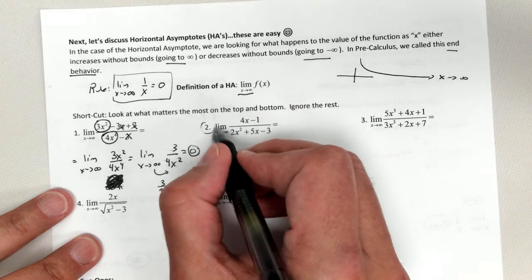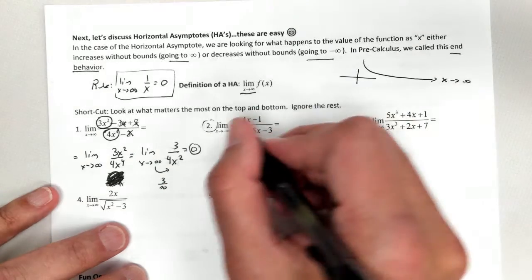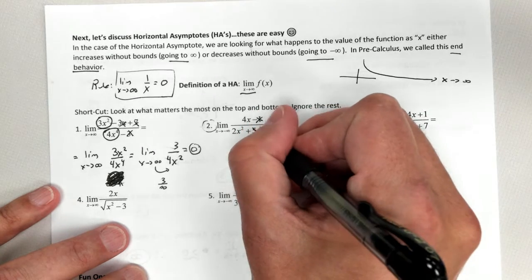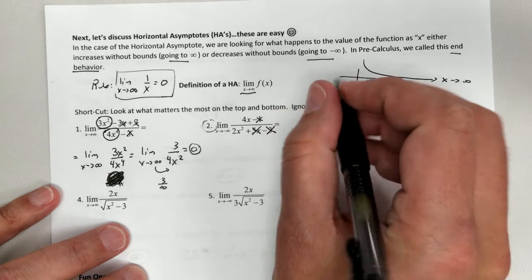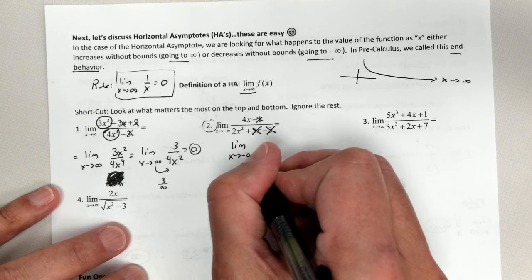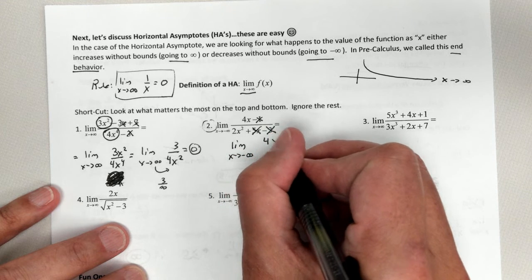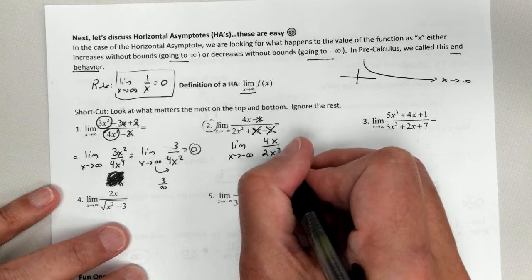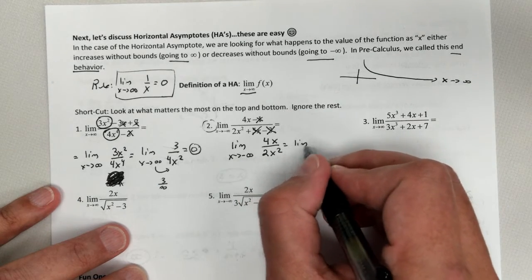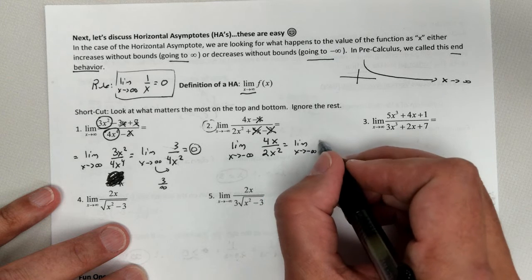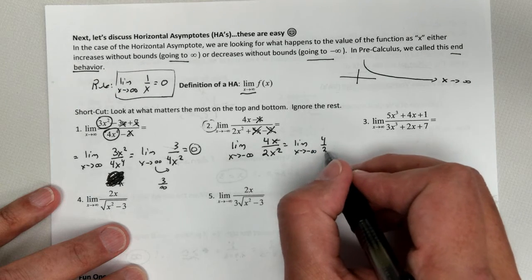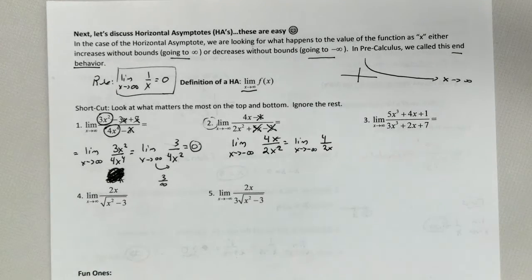So let's try number 2 real quick. If I look at what matters the most, I'm not really interested in the 1 or the 5x or the 3. When I rewrite this, the limit as x goes to negative infinity, we're going to get 4x over 2x squared. And again, I'm going to simplify this. The limit as x goes to negative infinity. And if I reduce the x's here, we're going to get 4 over 2x. If you want to make that 2 over x, you're fine too.